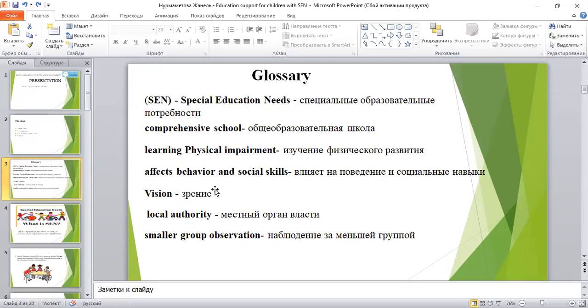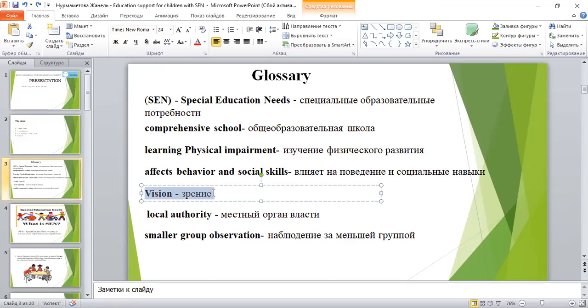Okay, and the next word combination is affects behavior and social skills. Как это переводится? Влияет на поведение и социальные навыки. And I hope that you know the translation of this word, vision. Yes, vision, зрение, да. Yes, and the next is local authority.